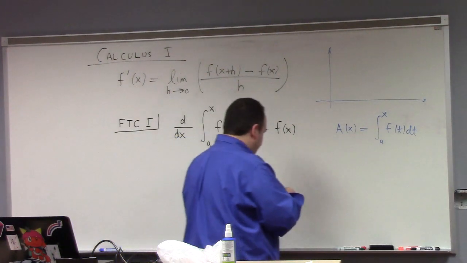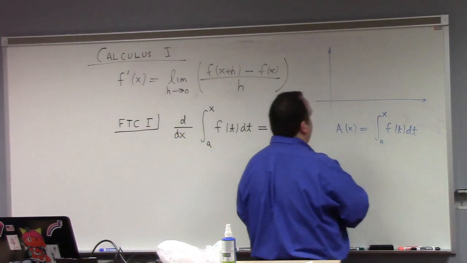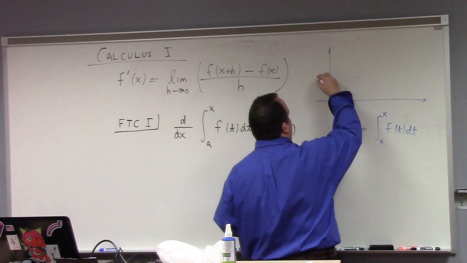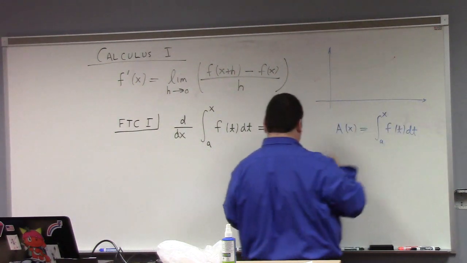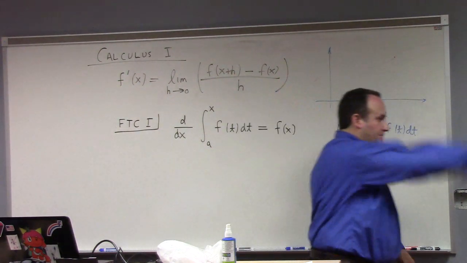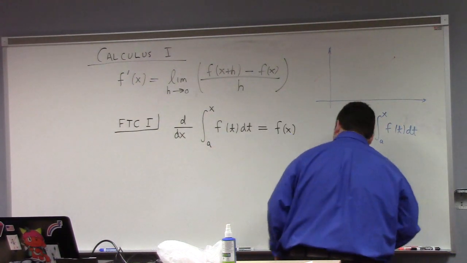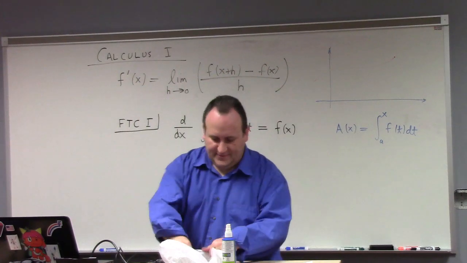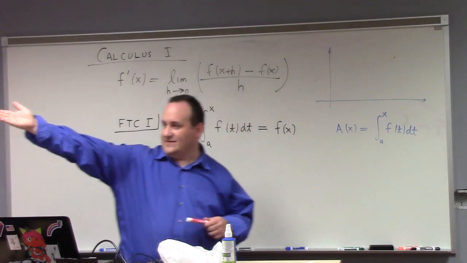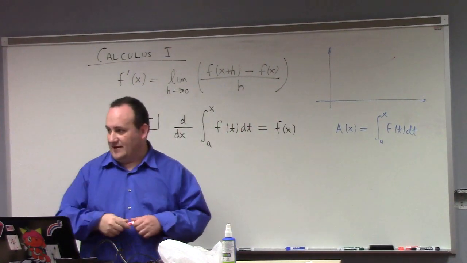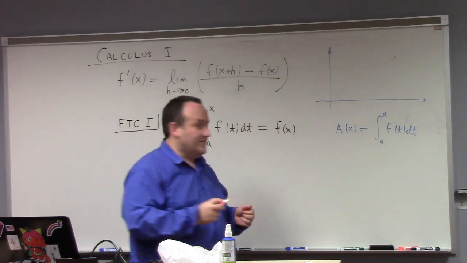So if my graph for f of x looks something like this. Oh man. What is that? Anyway, there's always a bunch of random stuff in this room. Like this has not been accurate for some time.